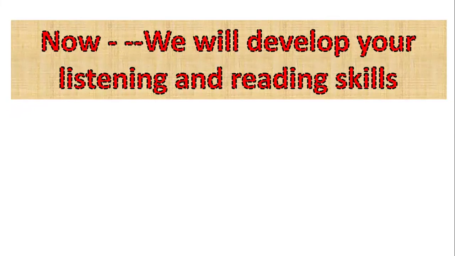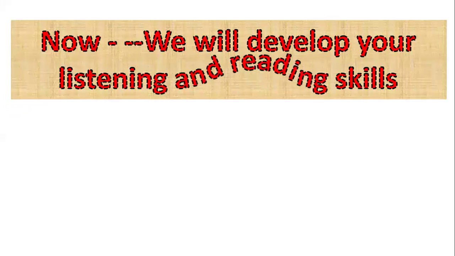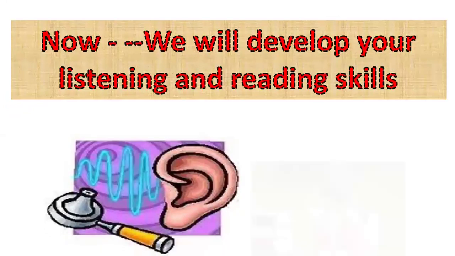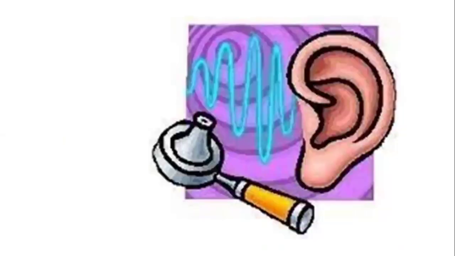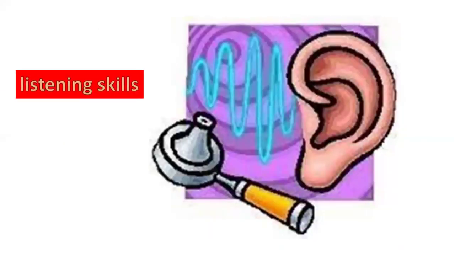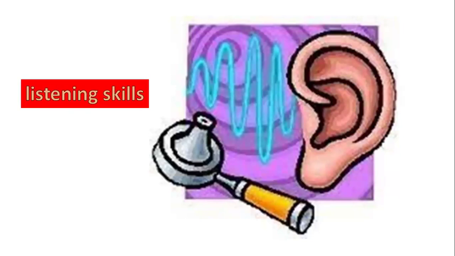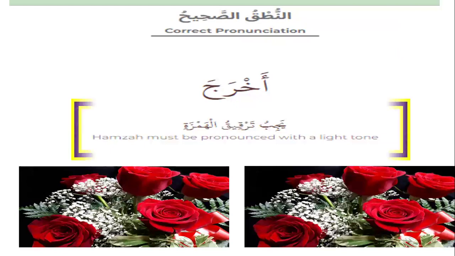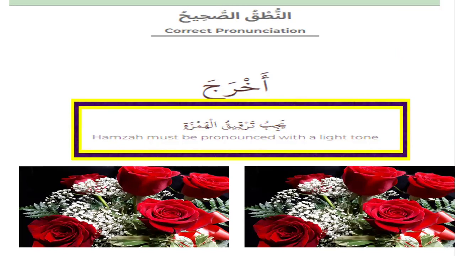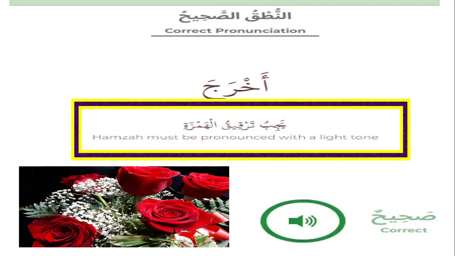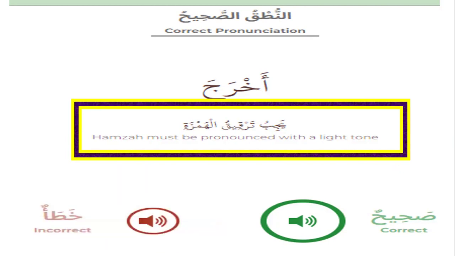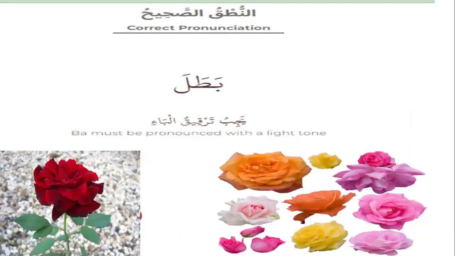Now we will develop your listening and reading skills. Let's start with listening skills. Correct pronunciation. This word, akhraja. Hamza must be pronounced with a light tone. Please repeat after me the correct pronunciation. Akhraja. This is right, but the other pronunciation is wrong.